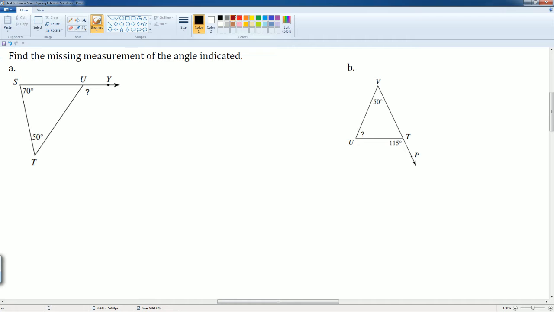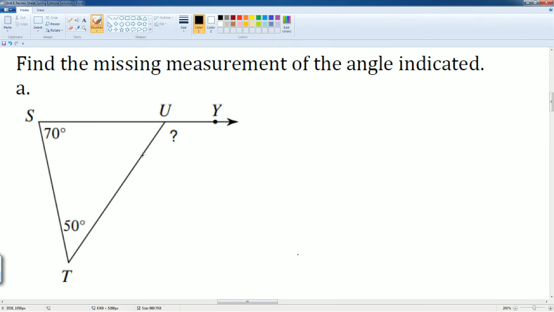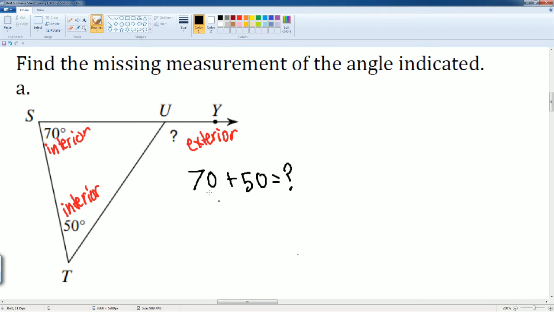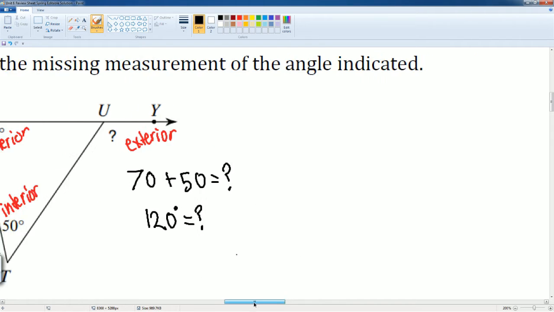If we look at A, we see that this is the interior, and this is also your interior as well. And the question mark is your exterior. So we can set up the equation: 70 plus 50 is equal to your exterior, which is your question mark. 70 plus 50 is 120, so the question mark equals 120 degrees. There you go. That is A.